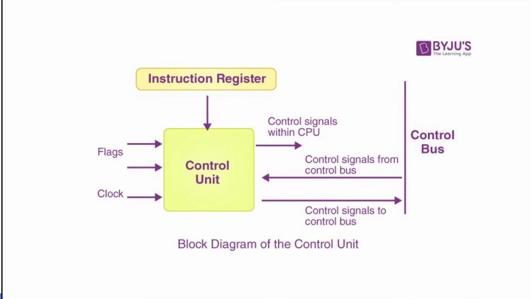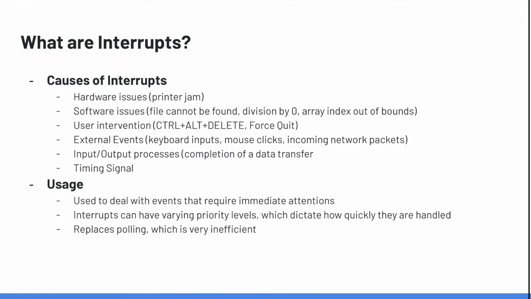So right here, we have a diagram of a control unit. This is our clock. So our clock is sending its timing signals to the control unit. And the control unit, based on those timing signals and other things like flags, and based on the instruction register, which is feeding the control unit instructions to be decoded and sent to the ALU, is sending its own signals out to the control bus. So we have different signals being sent to the control bus to control operations in different parts of the CPU.